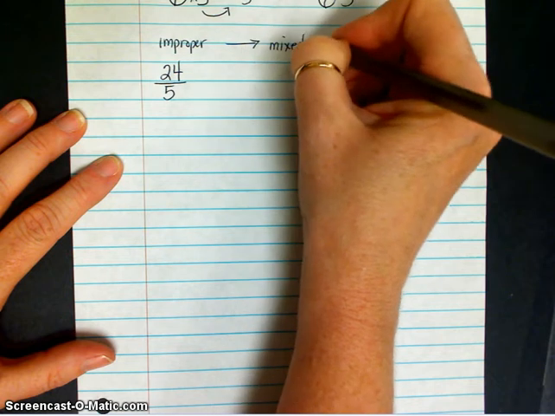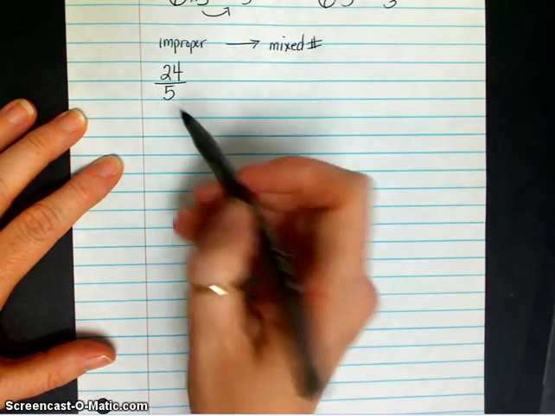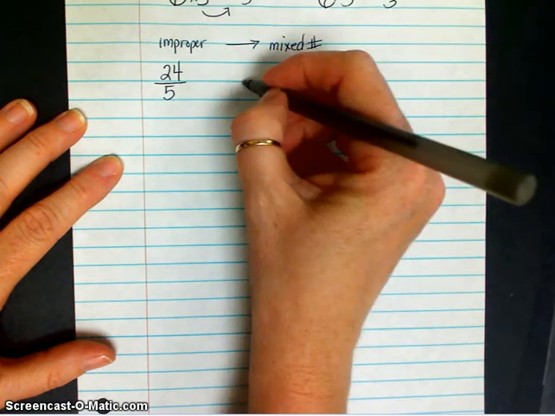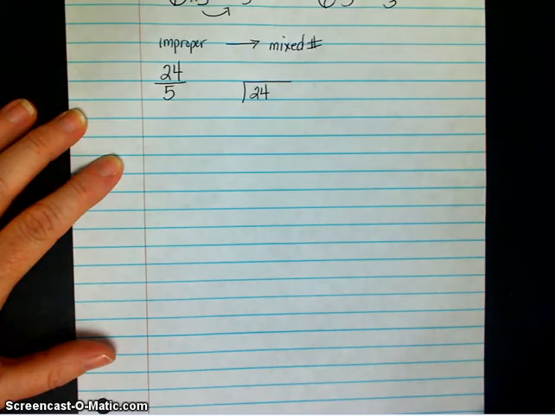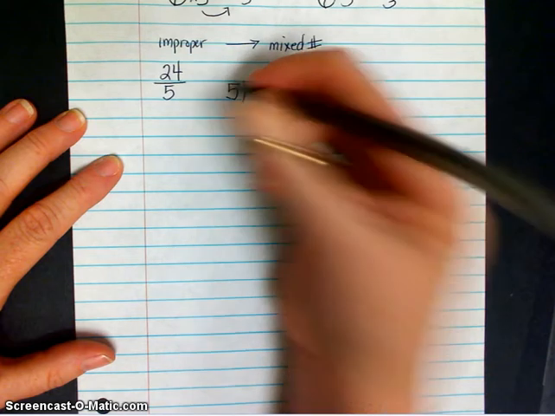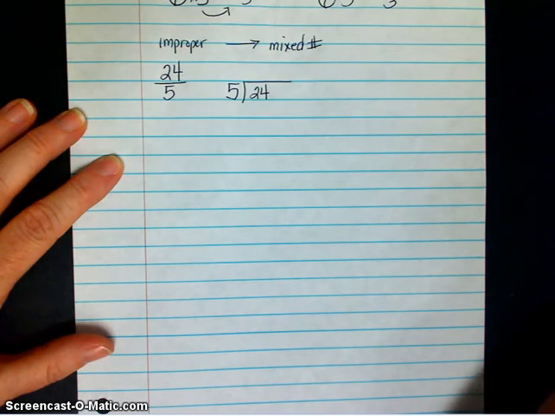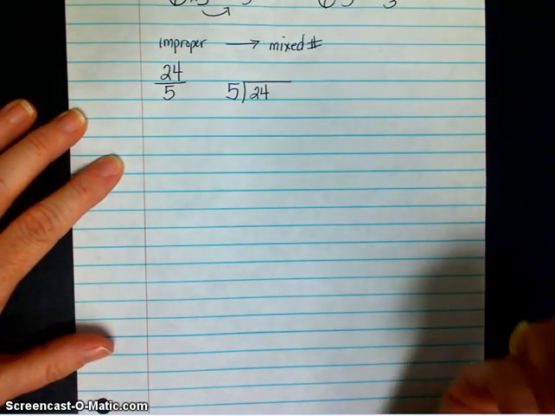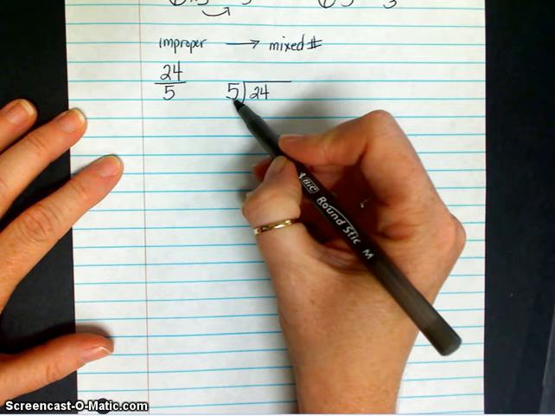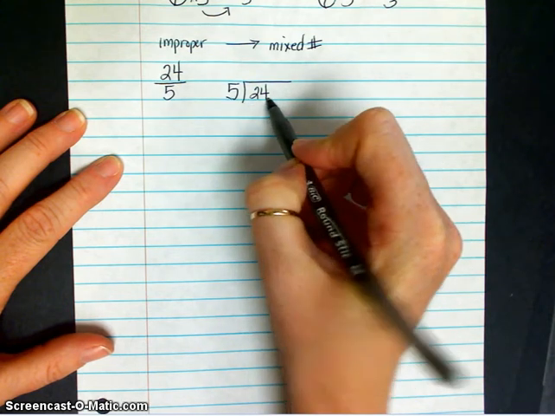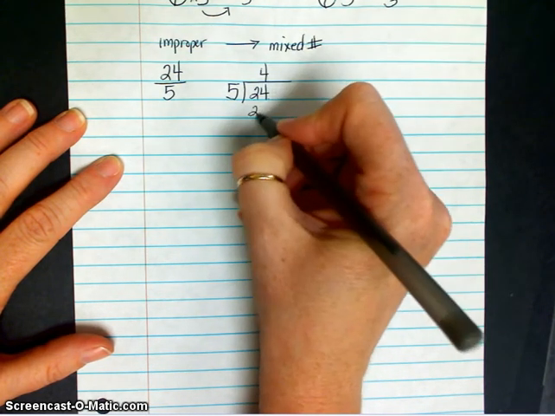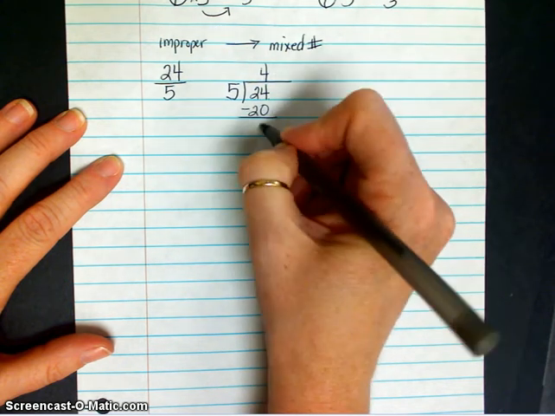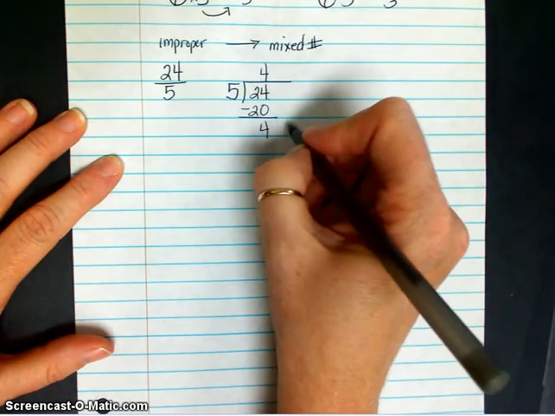We're going to use top dog in the house. What is our top dog? It's 24. So 24 is going to go inside the house. 5 is the bottom dog. He goes on the outside of the house. The first thing we have to do now is long division. How many times does 5 go into 24? Well, it goes 4 times. And 4 times 5 is 20. We have 4 left over.